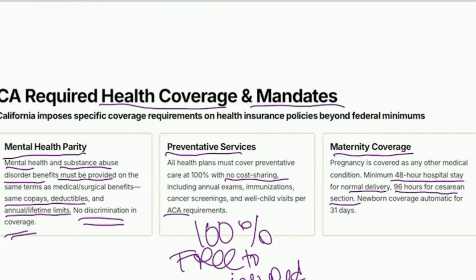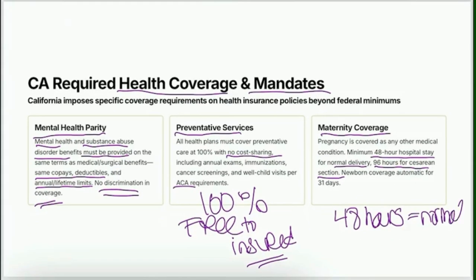Okay? So how long must there be coverage for minimally when a woman has a baby? 48 hours for normal delivery, vaginal, and 96 hours for C-section. They have to cover at minimum that long. Some people could say, oh, after my C-section, I was there for 6 days or whatever. They have to, at minimum, cover 96 hours for C-section, 48 hours for normal.